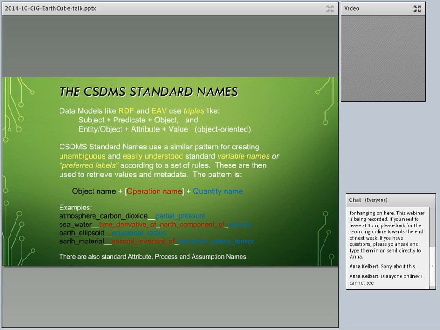The basic rule is that it's a long name. So when you implement the BMI, that links your internal code to those long names. It's not something that's invasive. You don't have to change your code anywhere. You just specify which of the long names, the CSDMS standard names, correspond to your internal variable name, and that makes it BMI compatible. And the rule is there is an object part, the operation part, which is optional, and then the quantity name, and perhaps the most relevant example here, earth material, second invariant of deviatoric stress, where the deviatoric stress tensor is the quantity, second invariant is the operation name, and the whole thing applies to the earth material object. There are also process names, attribute names, assumption names.